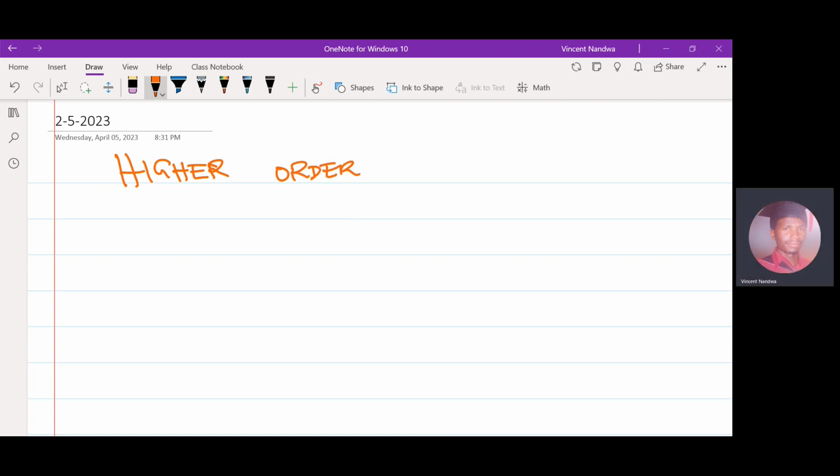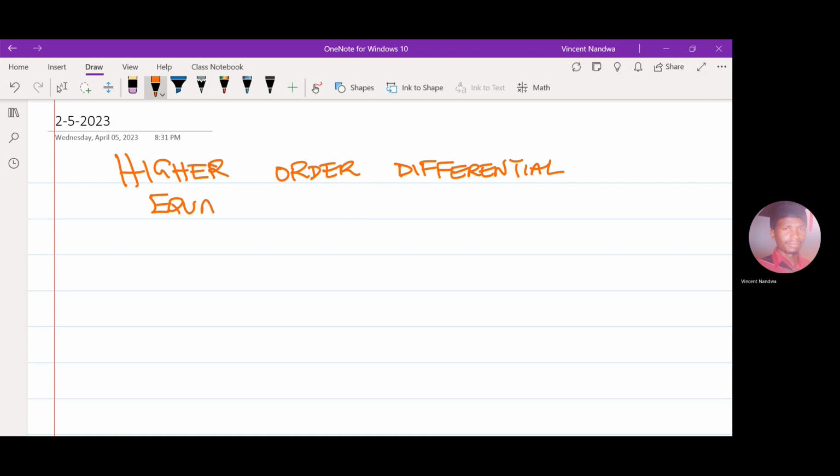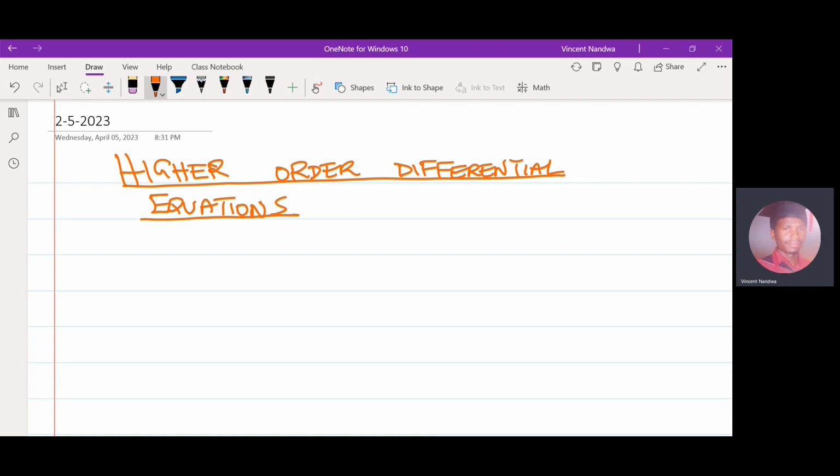Okay, so higher order equations. We start by defining a higher order linear nth order differential equation, and then define some terms related to the solution of higher order differential equations, and finally dwell on the examples.